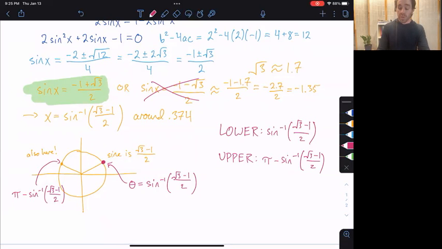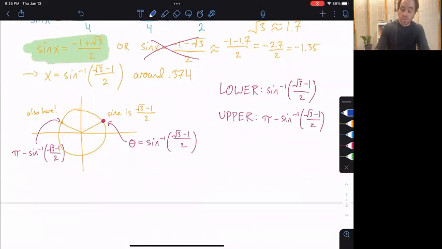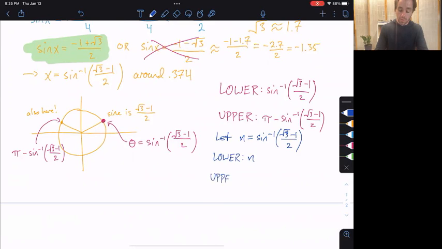This is a serious buzzkill, though, because I don't want to have to keep on writing so many symbols. So I'm going to let n be equal to inverse sine of √3 minus 1 over 2. I'm just going to put in a symbol for it so that I can write something convenient. And then the lower will be n itself, and the upper is pi minus n. It's just to make it a little easier. We will need to actually use what n is, but this is just to make writing it over and over easier.